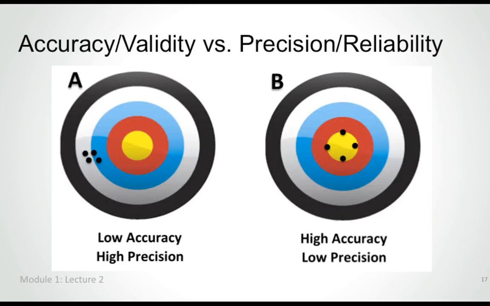Alternatively, you can come up with estimates that are not so close to one another, but on average they get you to the true value. These estimates are accurate but imprecise.